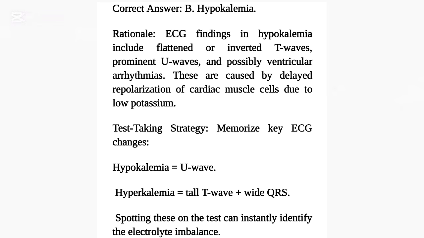Hypokalemia. Rationale. ECG findings in hypokalemia include flattened or inverted T waves, prominent U waves, and possibly ventricular arrhythmias. These are caused by delayed repolarization of cardiac muscle cells due to low potassium. Test-taking strategy. Memorize key ECG changes. Hypokalemia equals U wave. Hyperkalemia equals tall T wave plus wide QRS. Spotting these on the test can instantly identify the electrolyte imbalance.